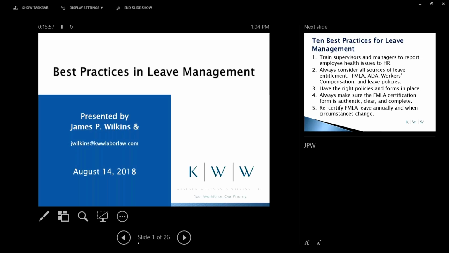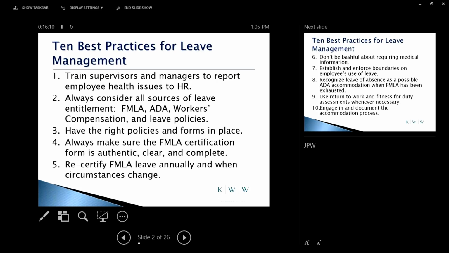We're going to presume a certain base knowledge, and I think this is going to be more of an intermediate to advanced discussion of ADA and FMLA as we look at some practical issues. So let's dive into it. And I've broken this down in terms of presentation into 10 best practices for leave management. It seems like whenever people do these, it's always a list of 10. And so being an adherent to tradition, I'm doing the same thing.